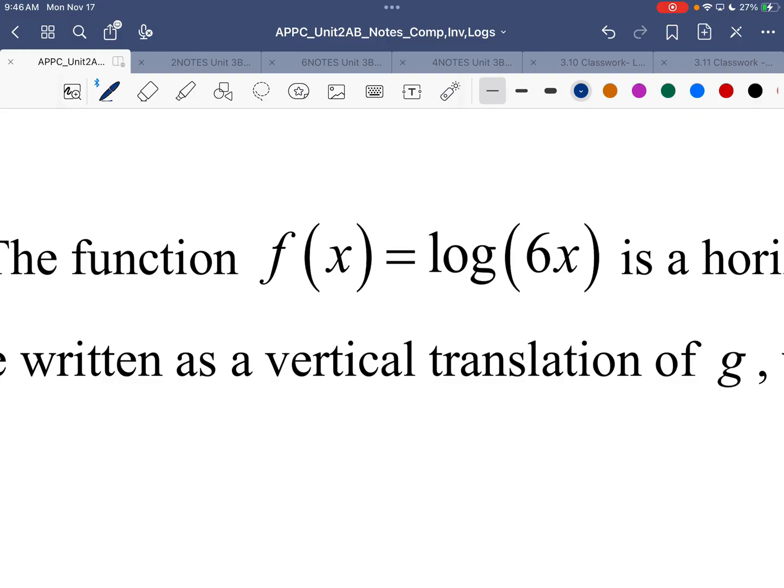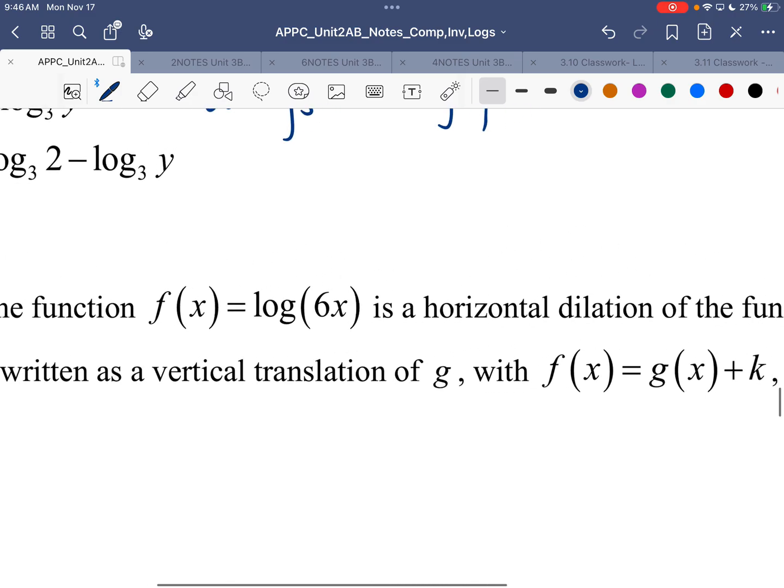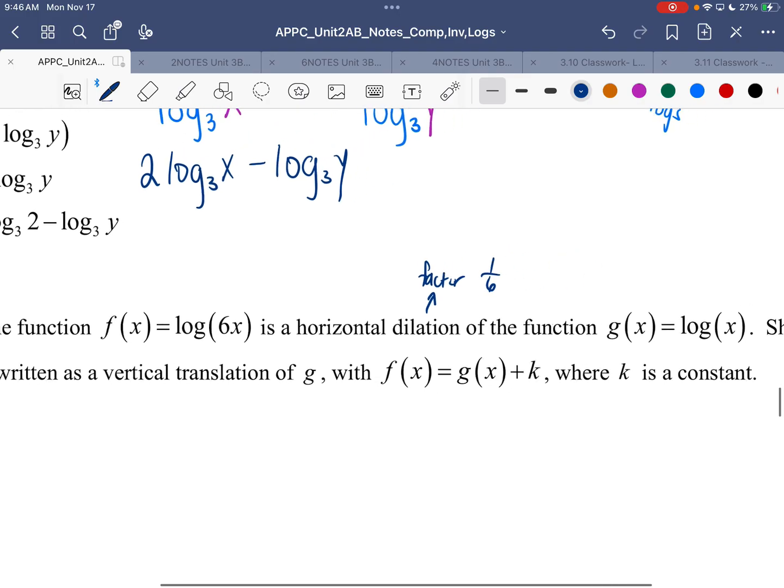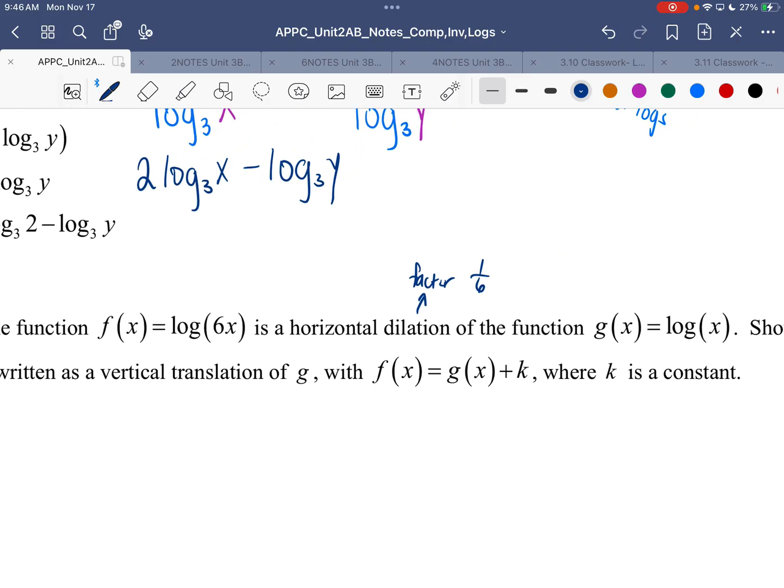I know, but are we reading? What kind of transformation is it? Horizontal dilation of what? Oh, the function. No. What factor? Sorry. 6. No. No. 1/6. Oh, the 7. Yes, because it's inside with x, it has to do the opposite operation, so it needs to be dividing by 6. All right, the function, so it's a dilation of the function log.